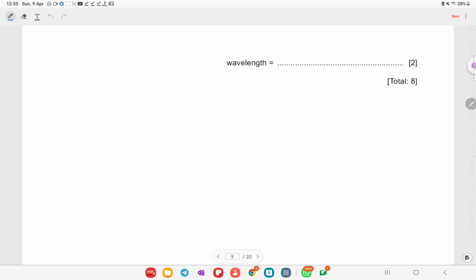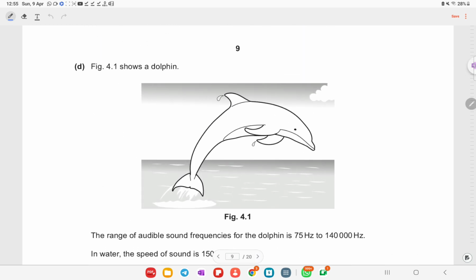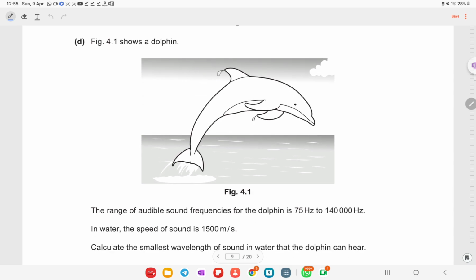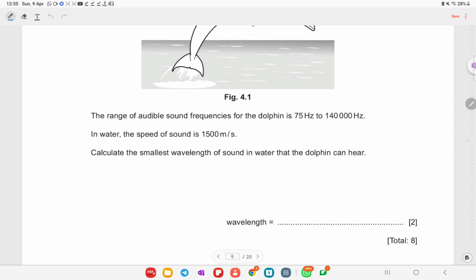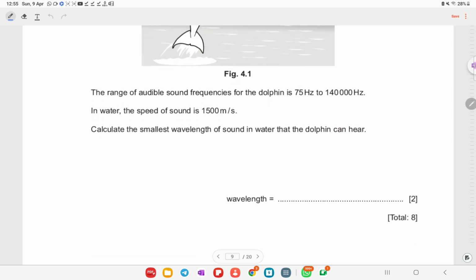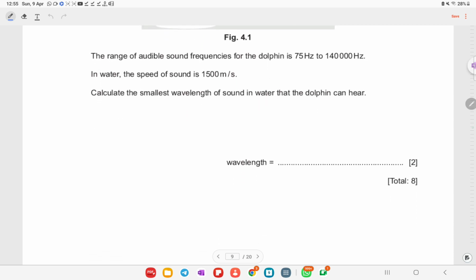Moving to the next question. It says that Figure 4.1 shows a dolphin and the range of audible sound. The range of frequencies for the dolphin is 75 to 140,000 hertz. The speed of sound in water is given. Calculate the smallest wavelength of the sound in water that the dolphin can hear.